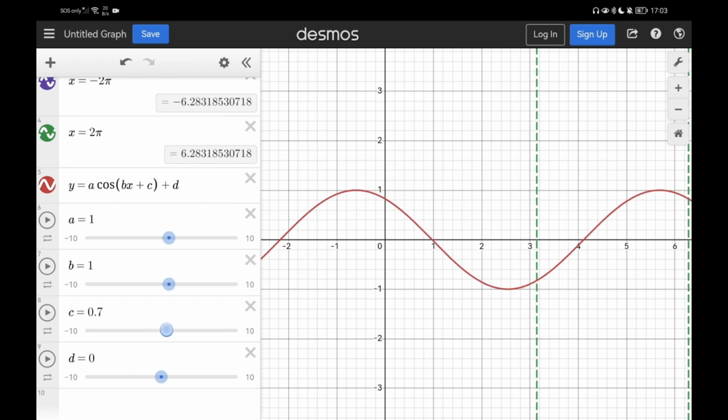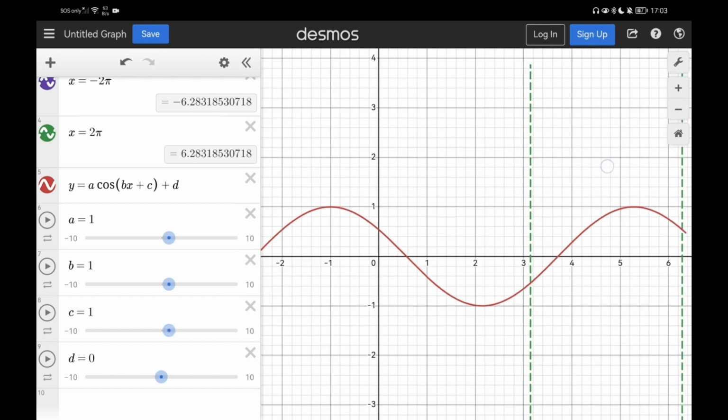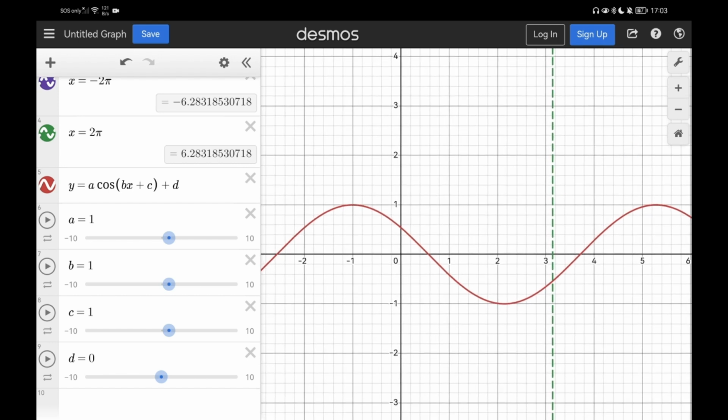Otherwise, if you let the c become positive, the graph shifts horizontally to the left-hand side by 1 unit. Okay? Like this. Alright? So let's get back to 0.